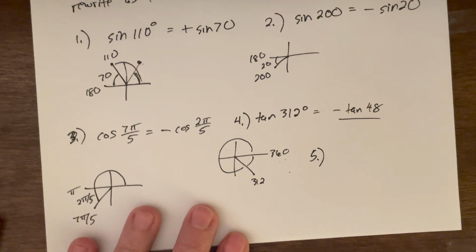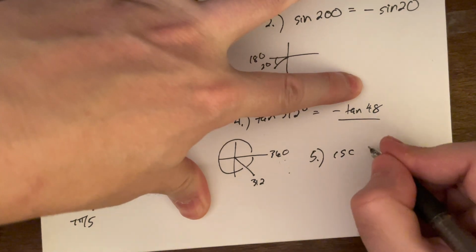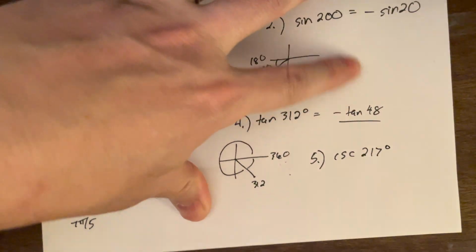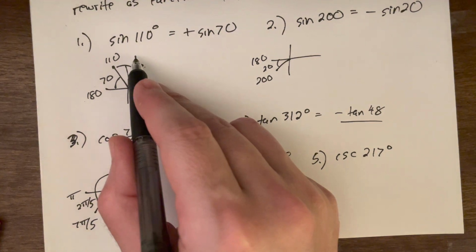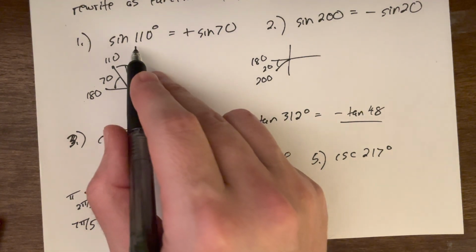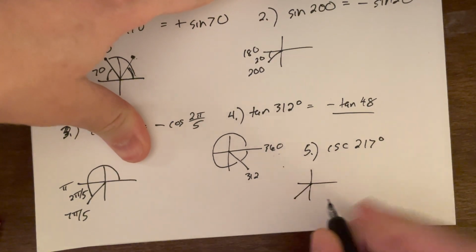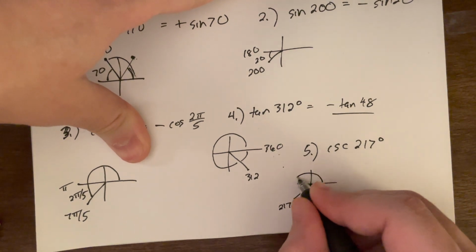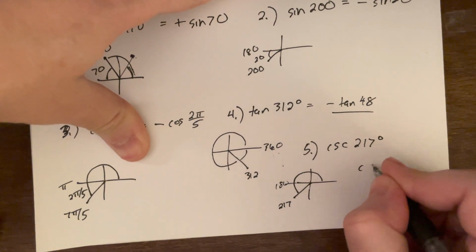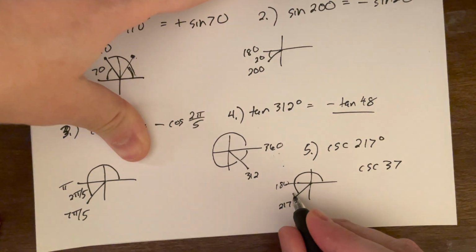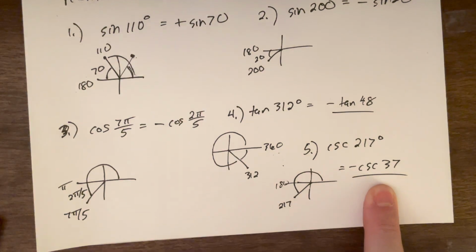Last one, number 5. Let's take a look at cosecant of, let's go 217 degrees. Cosecant connects to sine, so cosecant is positive or negative wherever sine is. So treat the plus or minus in the same way. 217, third quadrant. 217 minus 180 would give us 37 degrees. And in the third quadrant, sine would be negative, so cosecant would also be negative.